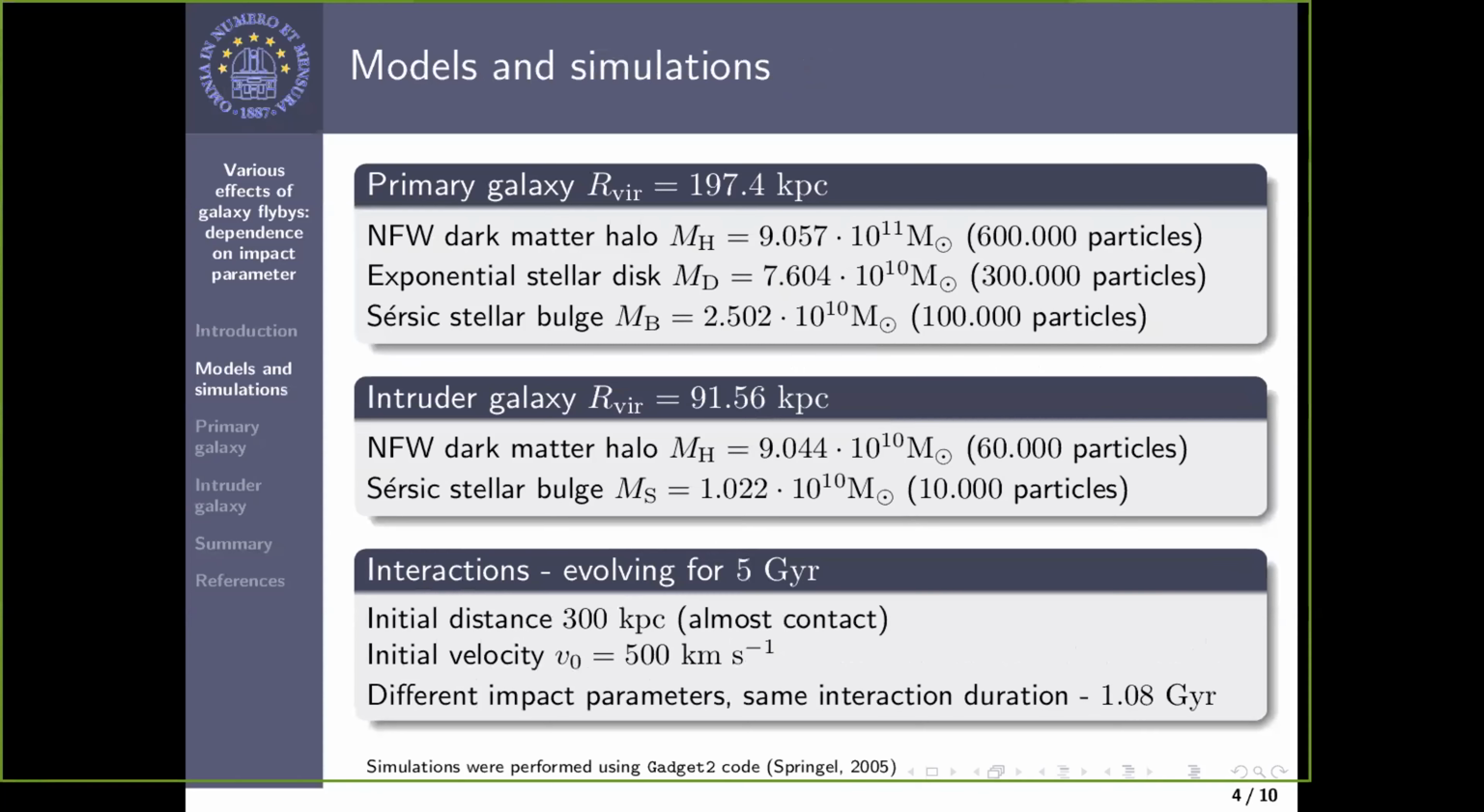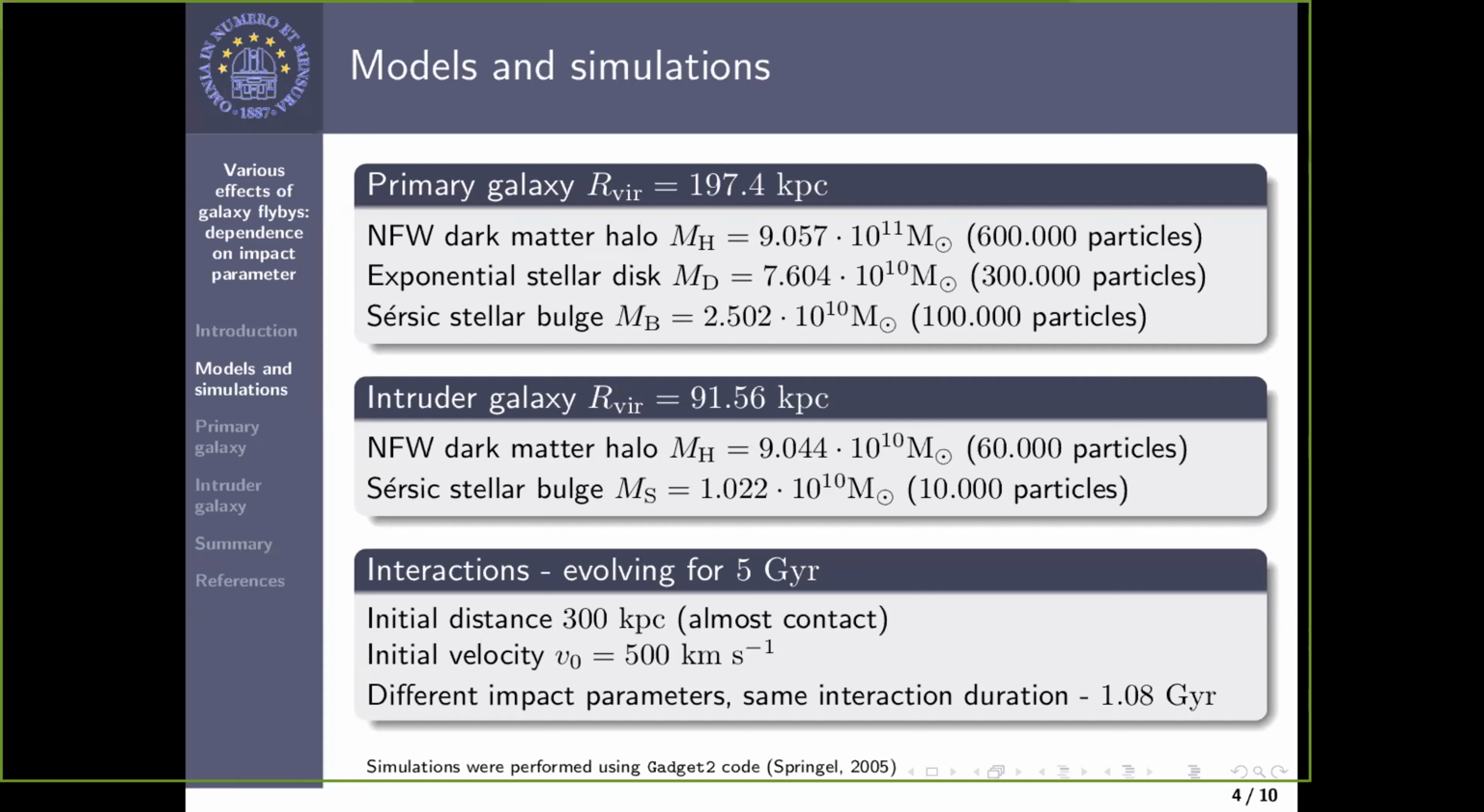And the way to do that, we ran a series of simulations with a primary galaxy with a virial radius of almost 200 kiloparsecs and a total mass of around 10^12 solar masses. The primary galaxy is modeled to be somewhat Milky Way-like, so it has three components: an NFW dark matter halo, an exponential stellar disk, and a Sérsic bulge.